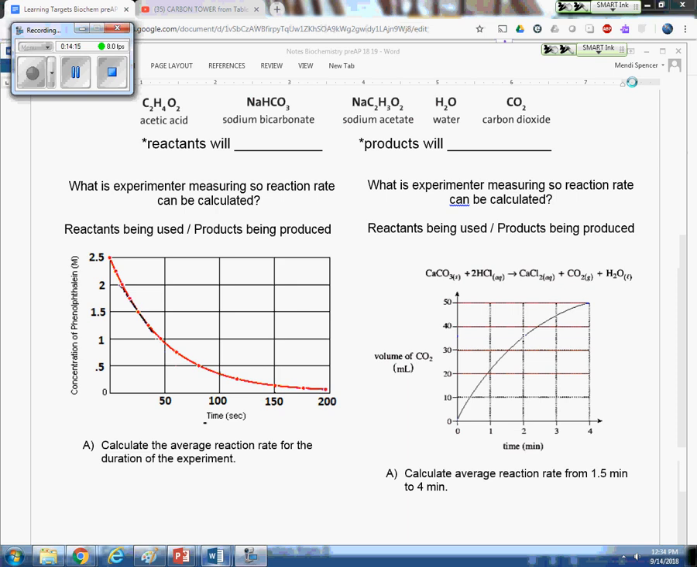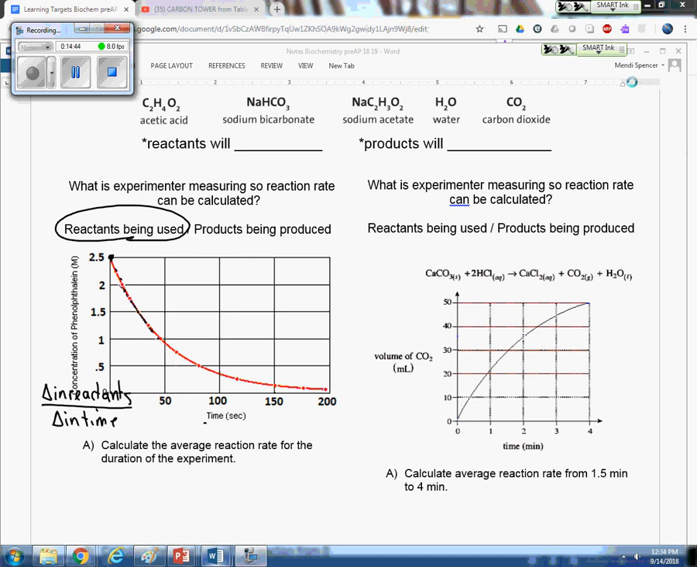Here we have time, and we can see we had a high level of something, but it's dropping. So are we measuring the reactants being used or the products being produced? Well, hopefully this is easy: reactants are going to go down in number as they're being used up. So we are measuring the change in reactants, so this is the change in reactants over the change in time.